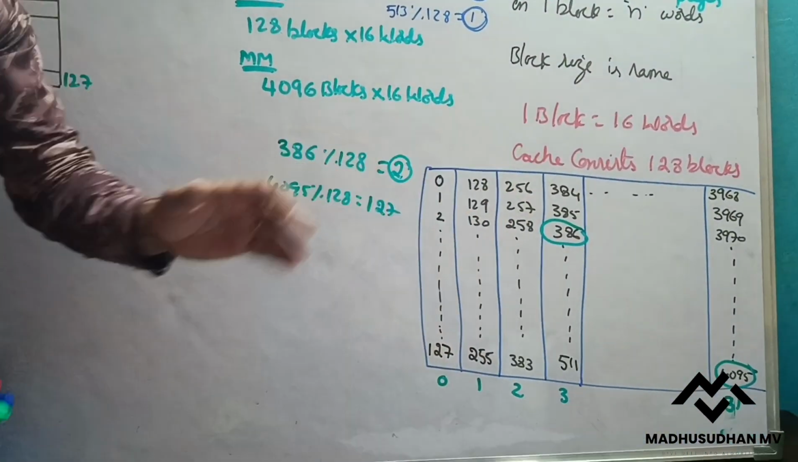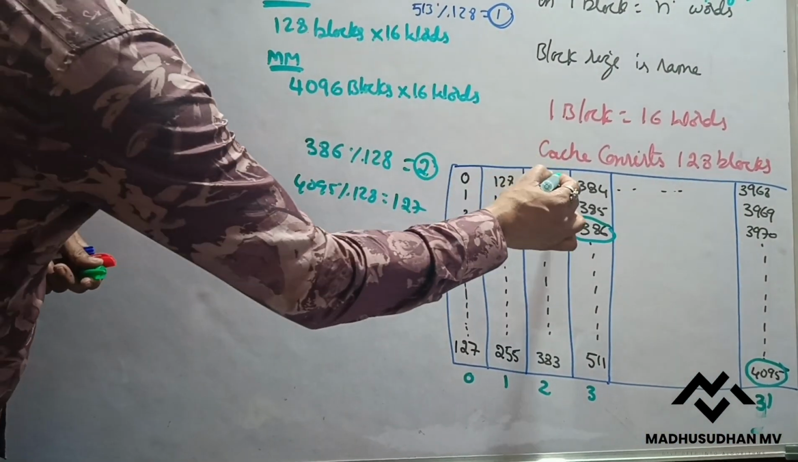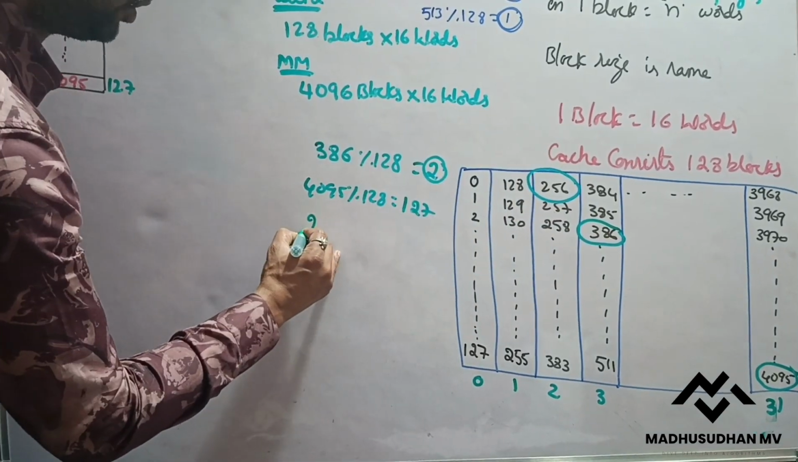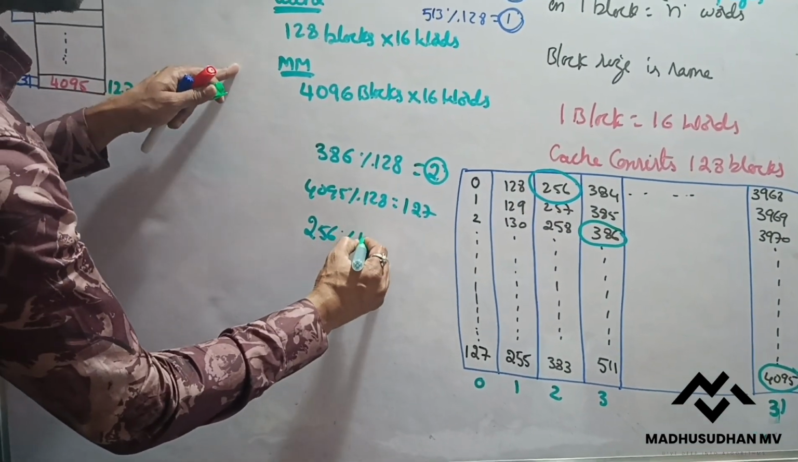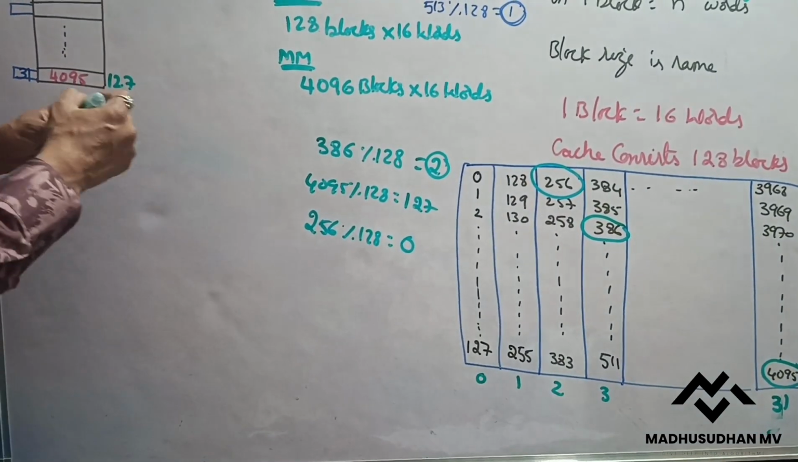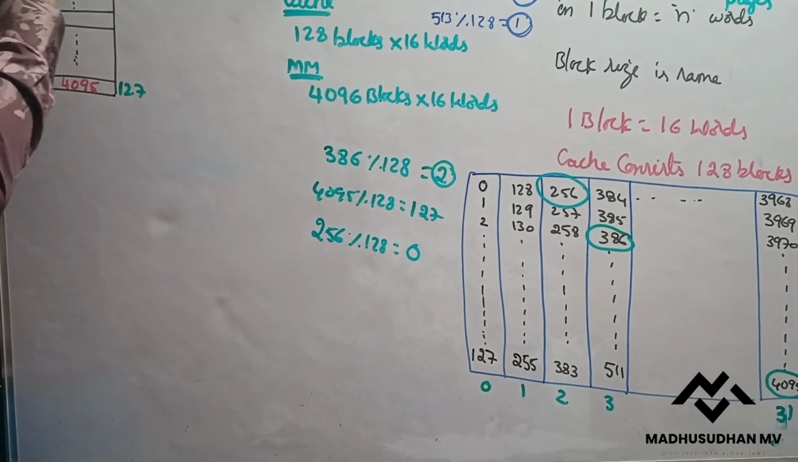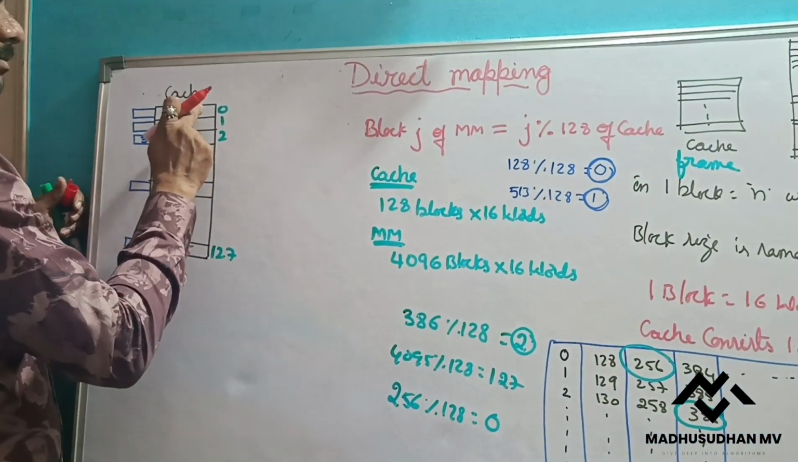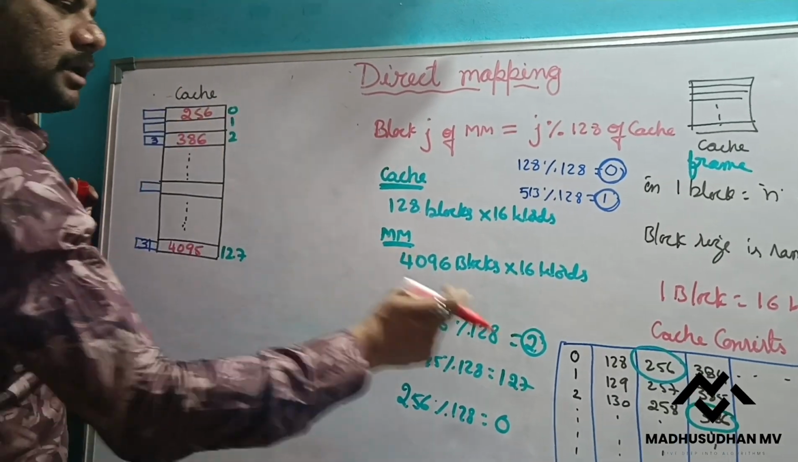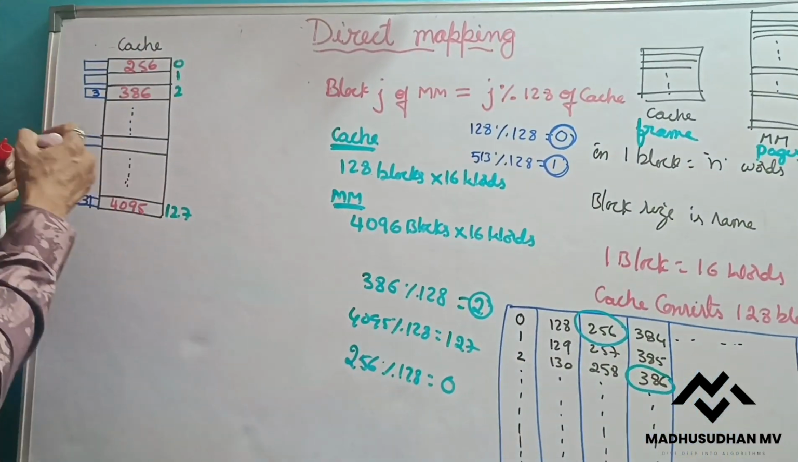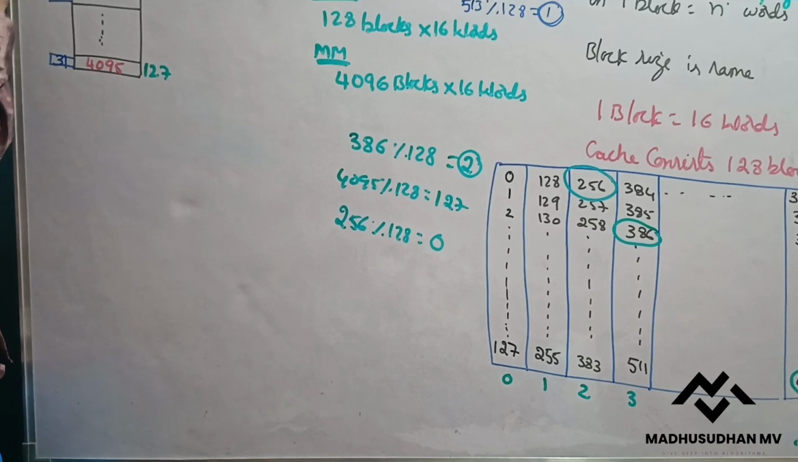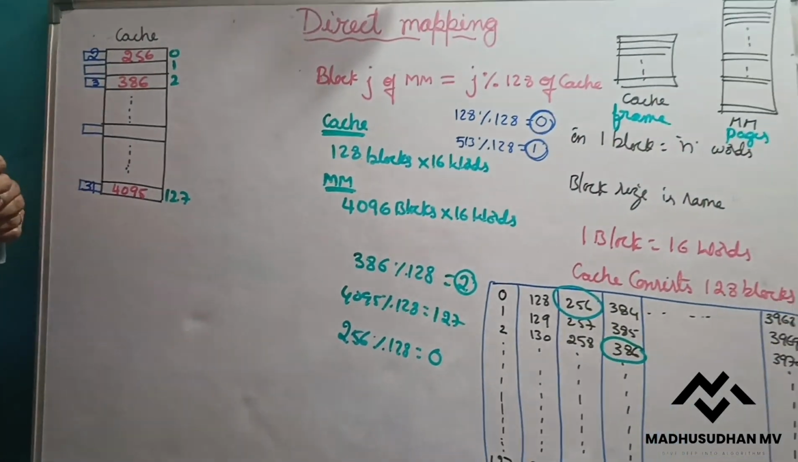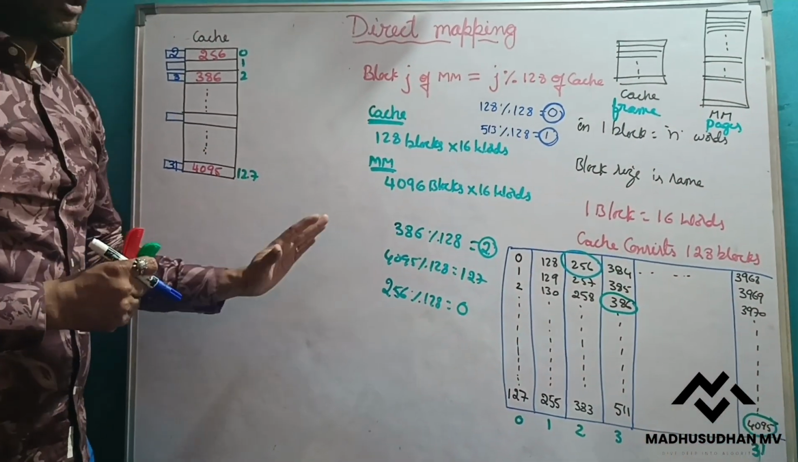Similarly, now I want to bring block 256 of main memory. 256 modulo 128, the remainder is 0. That means 256 goes to block 0 of cache. That 256 belongs to group 2, so here the tag number is 2. Like that I got it. Hope you understood up to here.